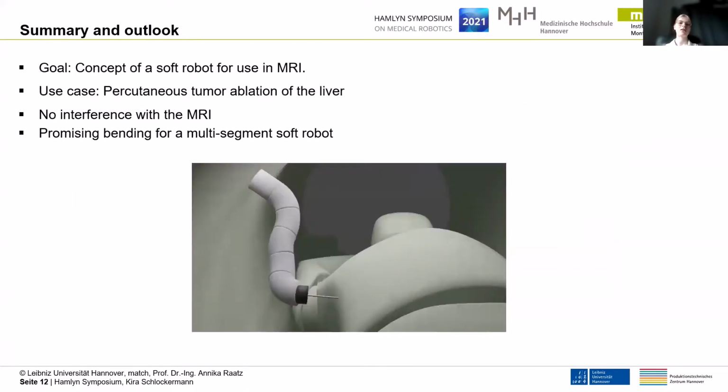So in summary, the goal was to create a concept of a soft robot for use in MRI, and the first results show a potential for the proposed usage as actuators for applications in an MRI intervention like the percutaneous tumor ablation. In the first experiments, the used materials do not interfere with the MRI and therefore do not affect the imaging process. Also, their bending is sufficient for a multi-segment soft robot like we can see here in the rendering below.